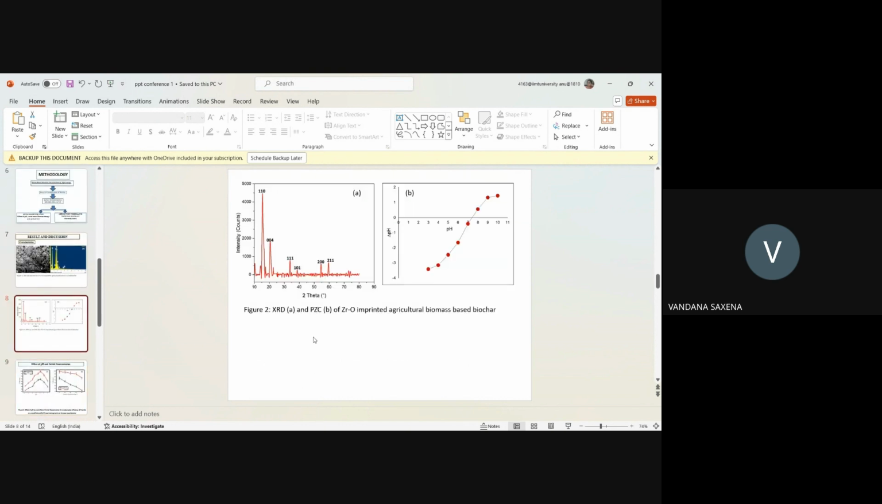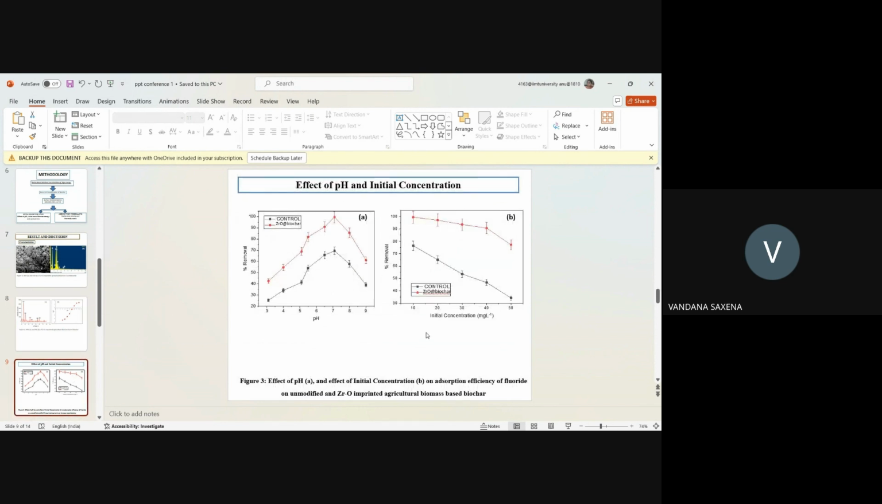Here is the result of XRD and PZC. According to XRD, our adsorbent is crystalline in nature, which corresponds to the JCPDS number 88.22903. We also performed the PZC analysis. Here we found that the surface charge is around 7, which is very helpful to optimize our result at neutral pH.